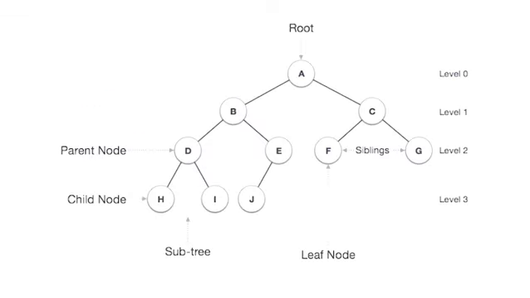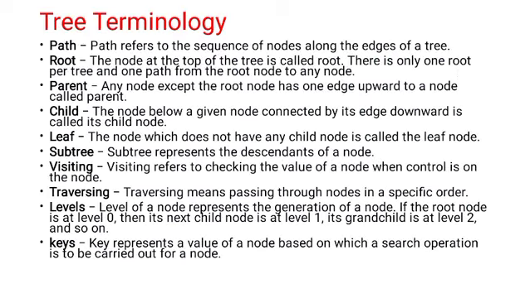So trees are hierarchical data structures. This is the general representation of a tree. We have a root node, then parent node, child node. The leaf node is the last node. The root node will be at level 0. Next, its children go to level 1, level 2 and level 3. The node with no more children, or the last node, is called the leaf node.